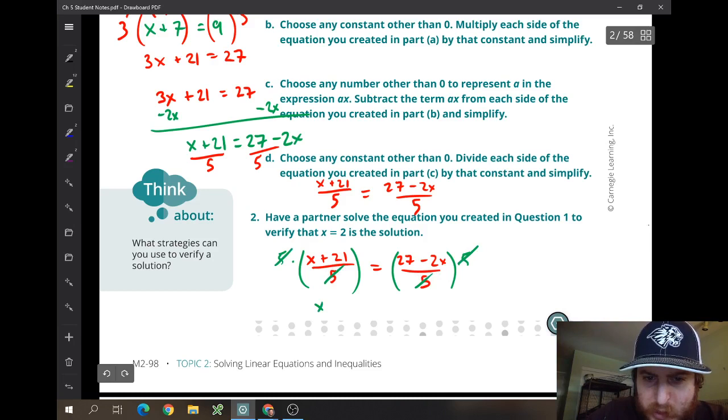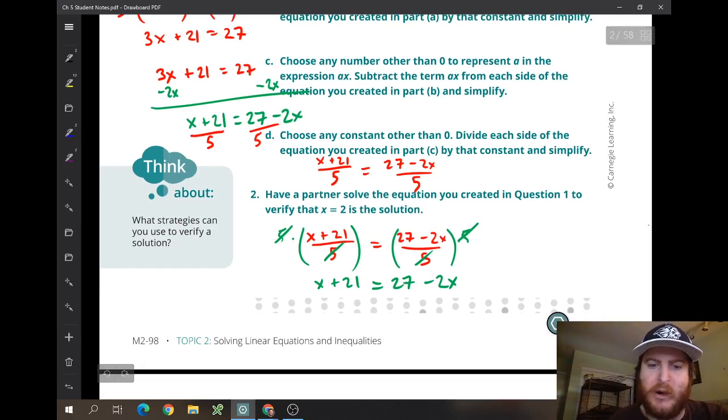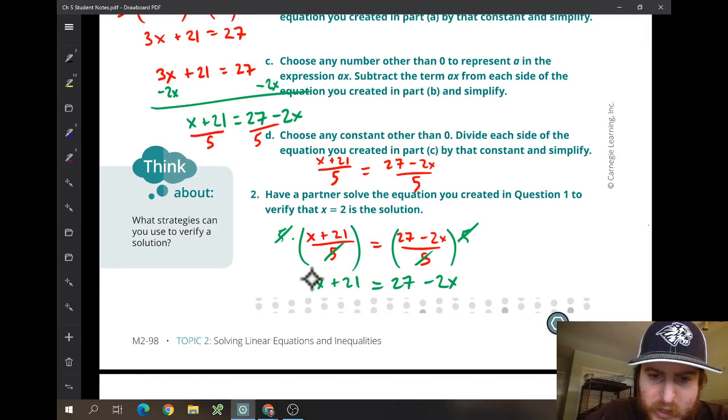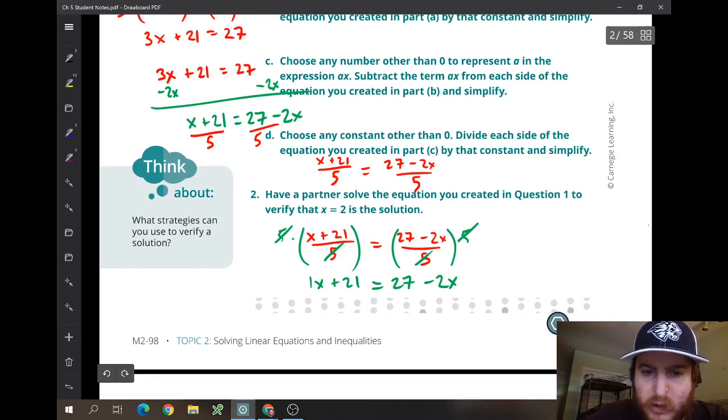So we get x plus 21 is equal to 27 minus 2x. Now I said my strategy is to move the x to the side that has a bigger coefficient. The coefficient here is 1, right? Even though we don't write it, it is 1. The coefficient here is negative 2. 1 is bigger than negative 2. So I'm going to go ahead and add 2x to both sides.